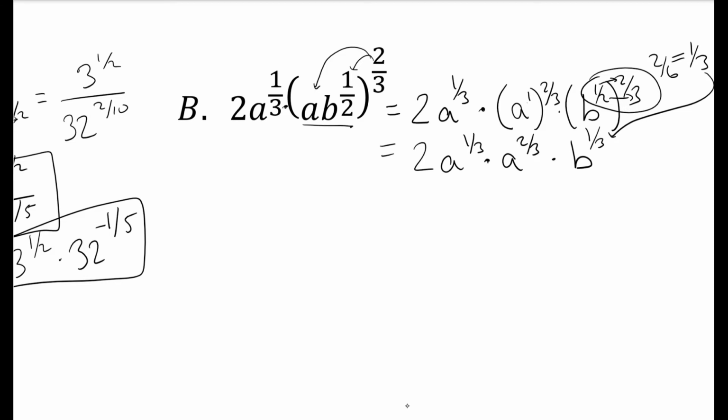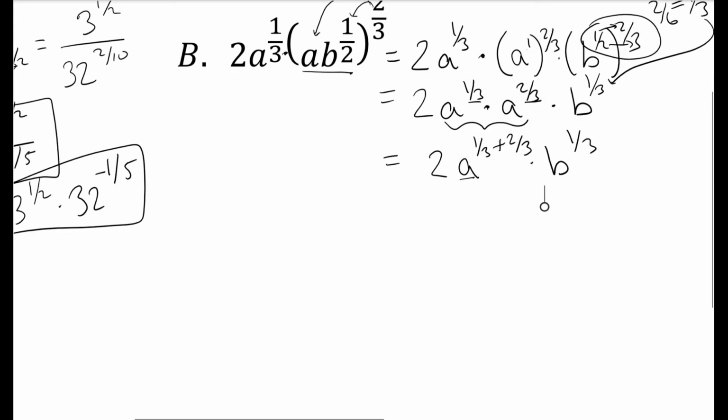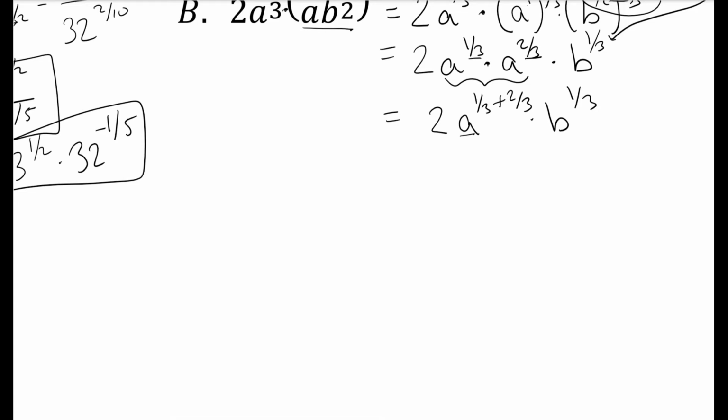Now what we're going to do is we're going to use this part. We're going to do a product of a power. So since they have the same base, we can add the exponents for those two. So we have 2a to the 1/3 plus 2/3, just like that, times b to the 1/3 power. You can't do anything with the a and the b because they have a different base. So therefore we're just going to add the exponents for a.